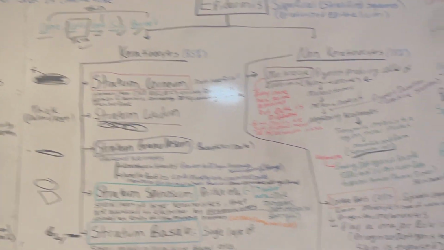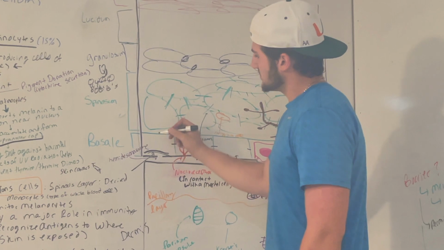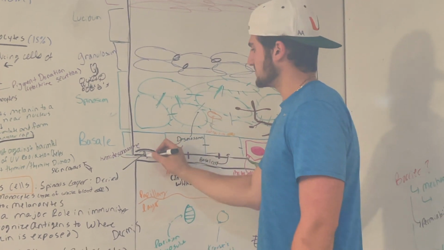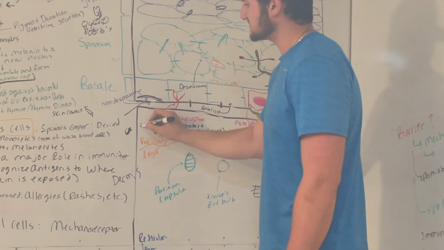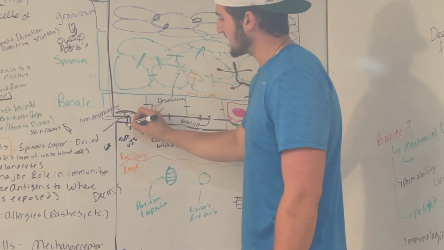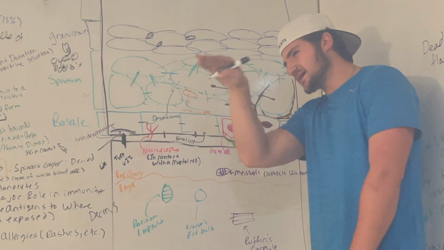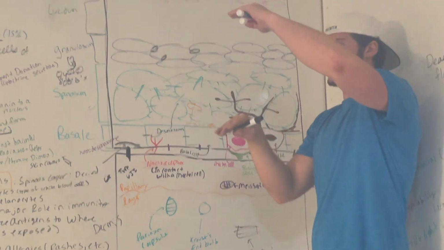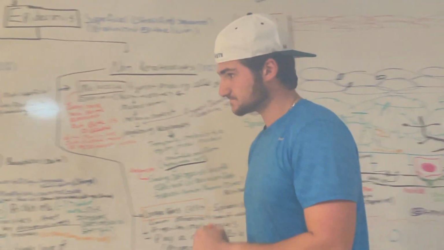Okay, so remember here, we said a hemidesmosome connects the basale layer to the basal lamina. But for the dermis layer, we have type VII collagen, and it's going to anchor into the basal lamina and connect the two layers together. So the basal lamina is like the border, basale is above it, papillary layer is underneath it.